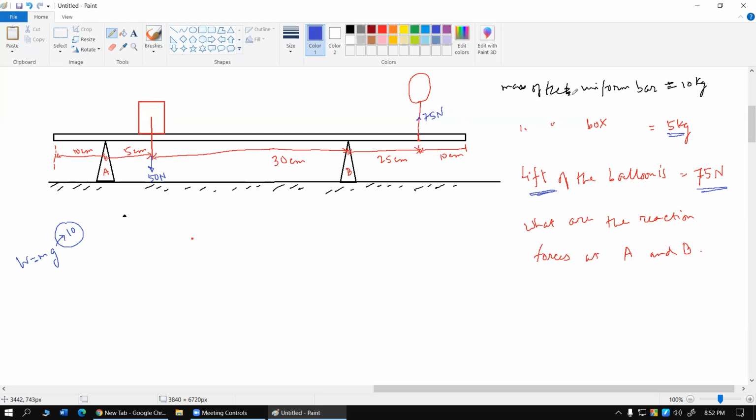And also the question says the mass of the uniform bar is 10 kilo. Whenever they say the word uniform, it means it's a uniform object all over, or in other words, the center of mass is located exactly at the midpoint. Geometric midpoint represents the center of mass. And to find the geometric midpoint of this figure, we need to calculate the total length. What is the total length of our object? L equals what? 10 plus 5 plus 30.